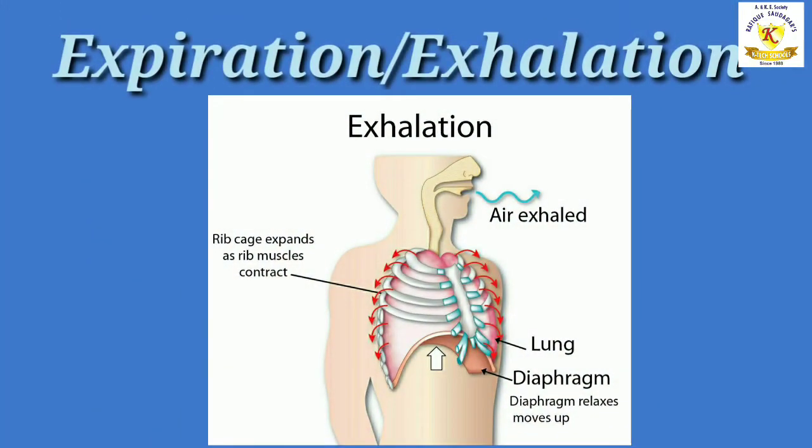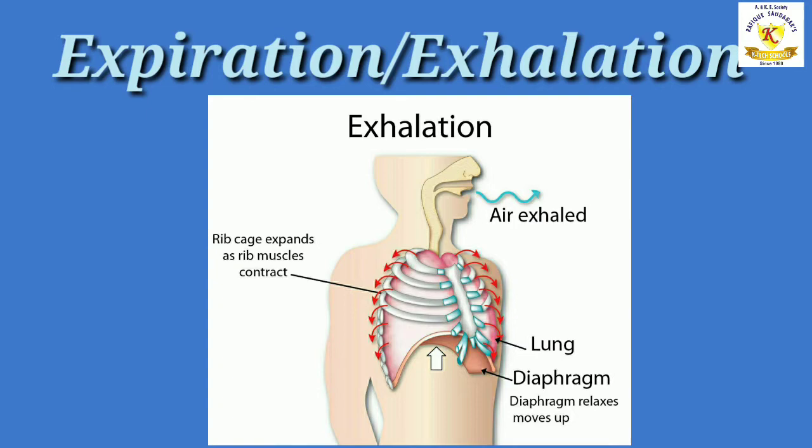Now the next is expiration or exhalation. Now oxygen from the inspired air goes into the blood. Blood carries the carbon dioxide from various parts of the body towards the lungs. This air is given out by exhalation. Exhalation or expiration is the flow of the breath out of an organism. It is the movement of air from the lungs out of the airways to the external environment.